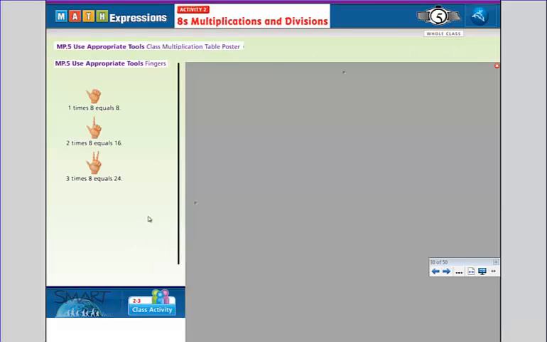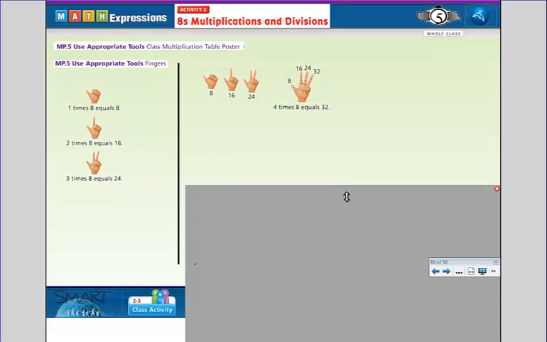Now that we've learned how to use the fingers, see if you can find out 4 times 8 equals 32. So use your fingers. Thumb equals 8. Thumb and index finger, 2 times 8 is 16. 3 fingers, 8 times 3 is 24. And 4 fingers, 8 times 4 is 32. So you can actually count 8, 16, 24, 32. And what would it be with your pinky up? 8 times 5 is 40.